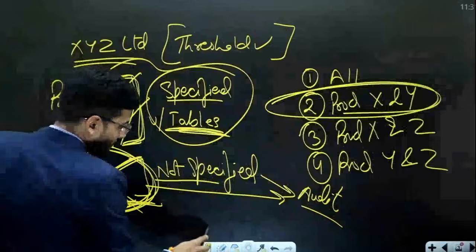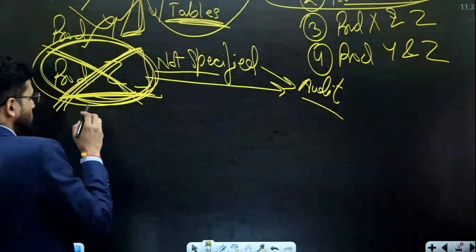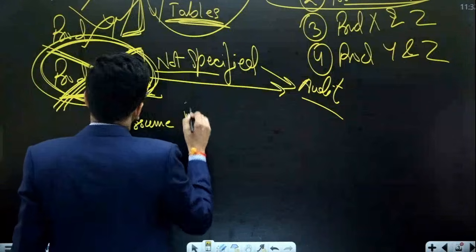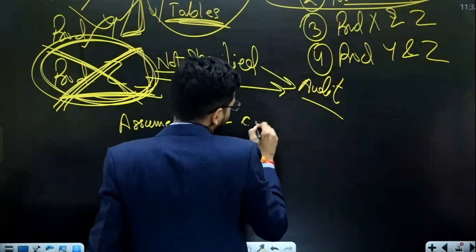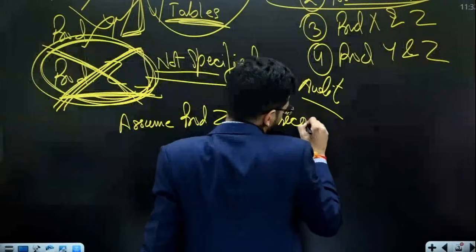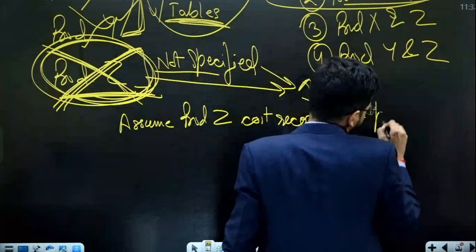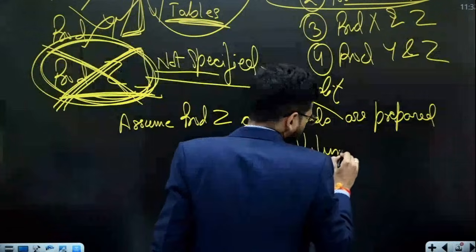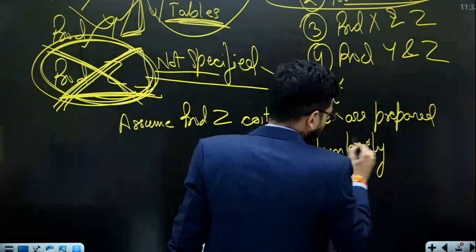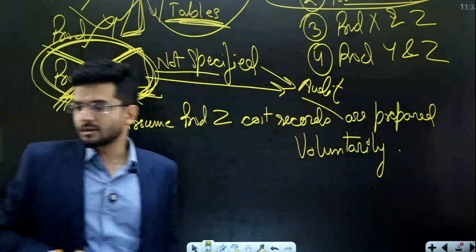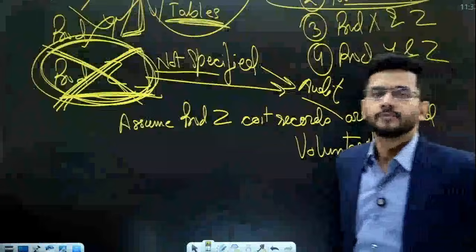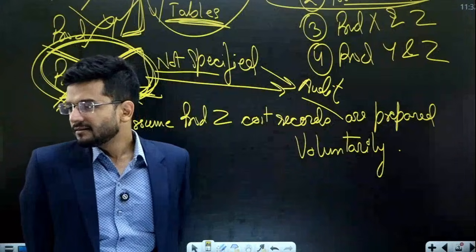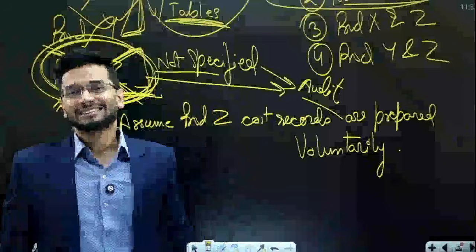Now my next question is, please listen to my next question and answer it. Next question is, assume for product Z cost records are prepared voluntarily. Assume that product Z cost records are prepared voluntarily. You prepare the cost records for product Z voluntarily. Then will cost audit be applicable or not?